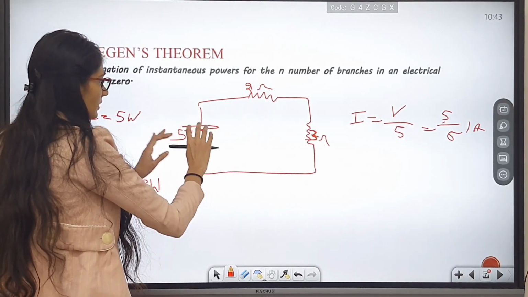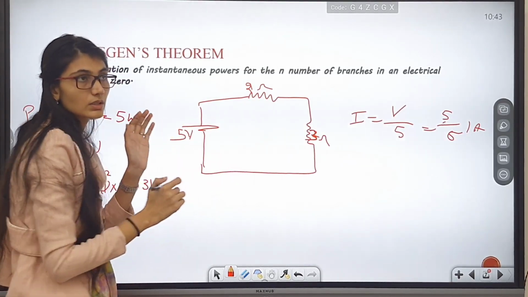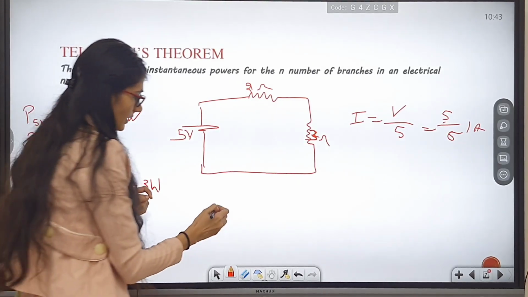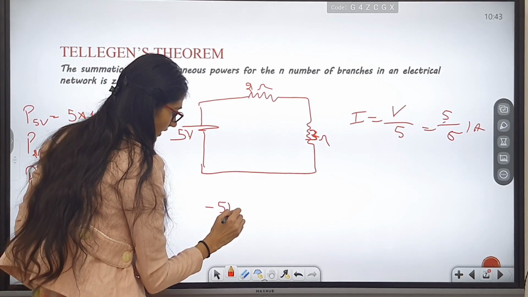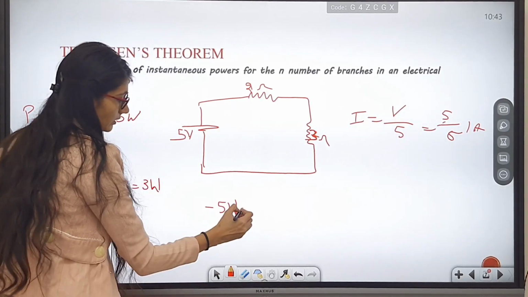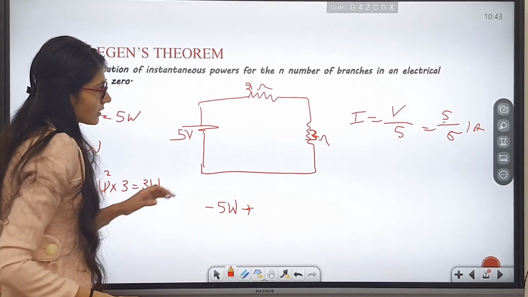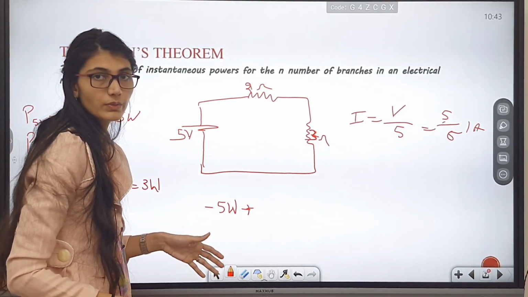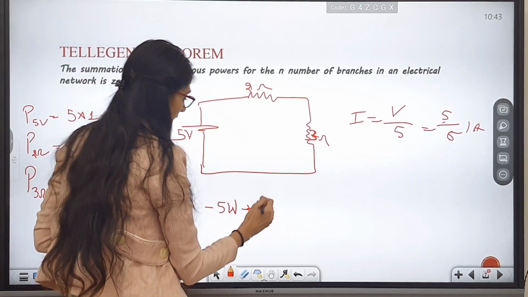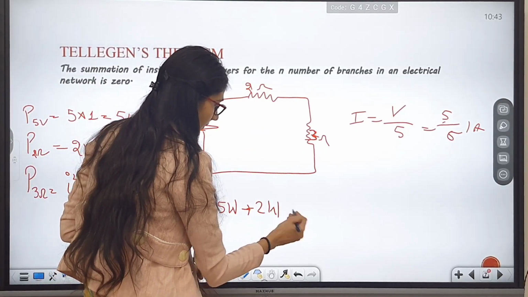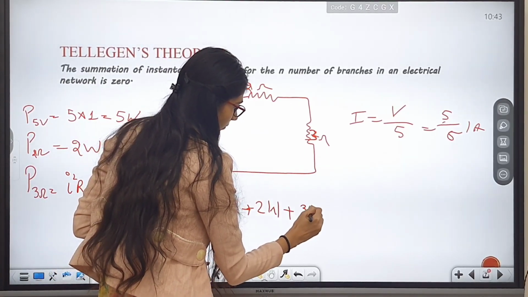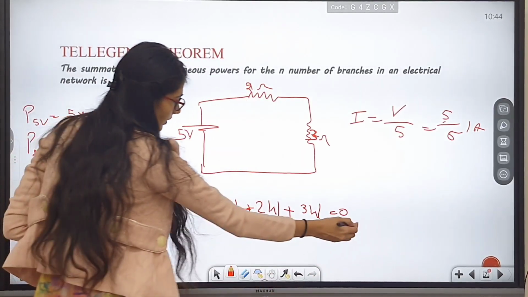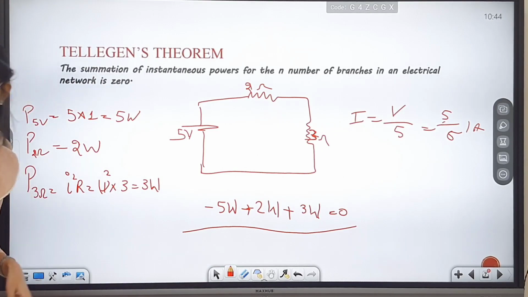Starting from here, this is the delivering part. The source which delivers power we take as negative, so it is minus 5 watt because it is losing power. Plus the elements which dissipate or absorb power, we treat as absorbing, and here it is 2 watt plus 3 watt. And overall it is 0. It means you have verified Tellegen's theorem.